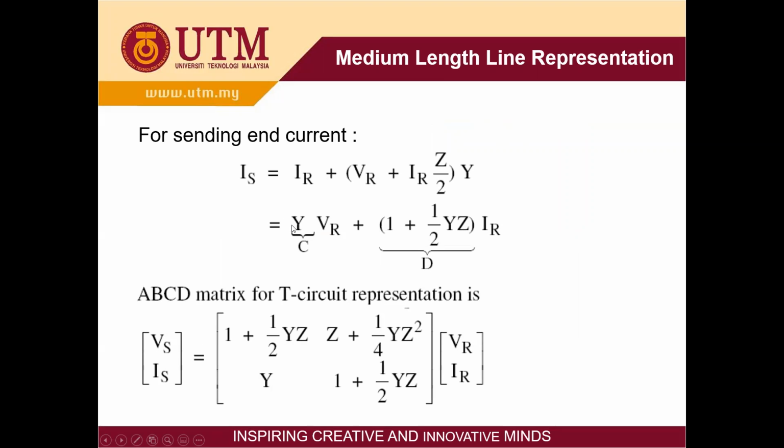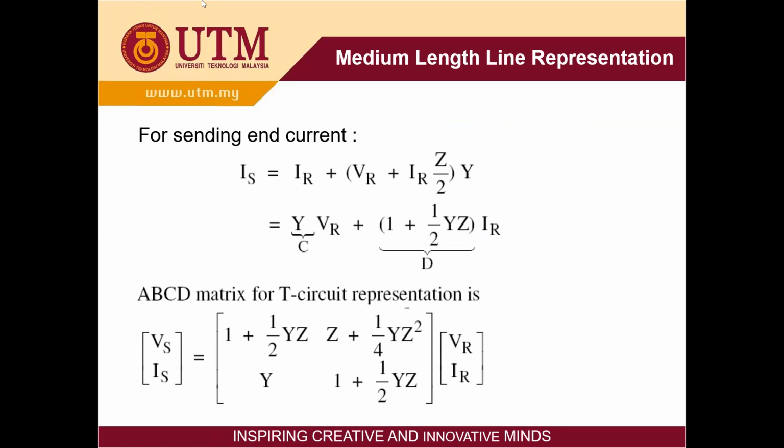Finally, we will obtain that your C parameter is equal to Y, while the D parameter is equal to 1 plus 1 over 2 YZ, which can be written in matrix form like this. This is the T circuit representation.